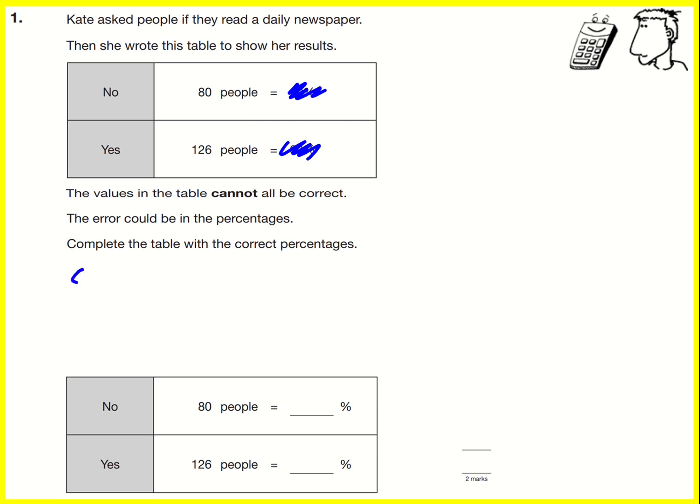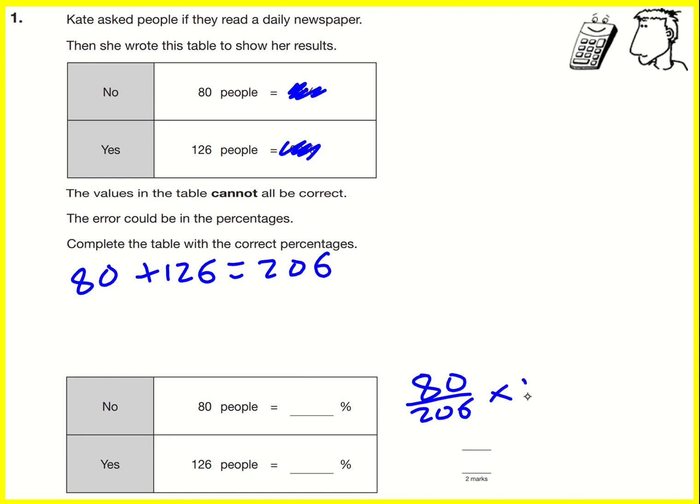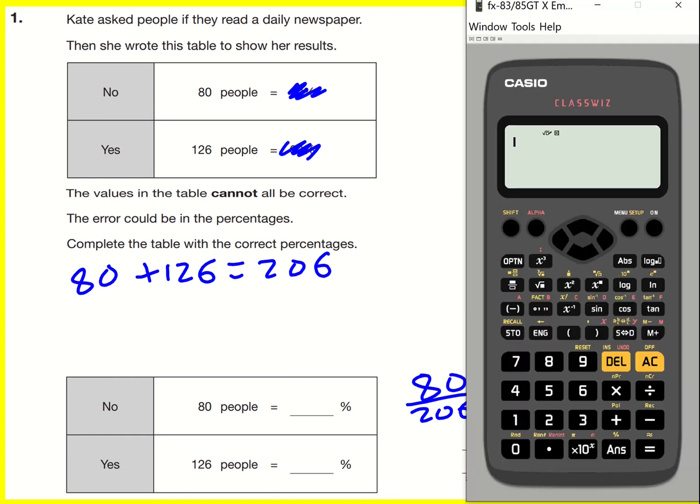You need to do 80 plus 126, which is 206, and then work out, first of all, the fraction that 80 people represents, and that's going to be 80 over 206. And to get that as a percentage, you actually times through by 100. Basically, you're getting it as a decimal, and then to change it to a percentage, you times it by 100, and you put the percentage sign in there. So that's what percentage means, that you divide by 100. So it basically cancels out the timesing by 100.